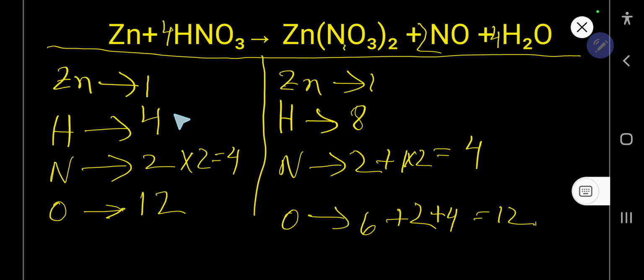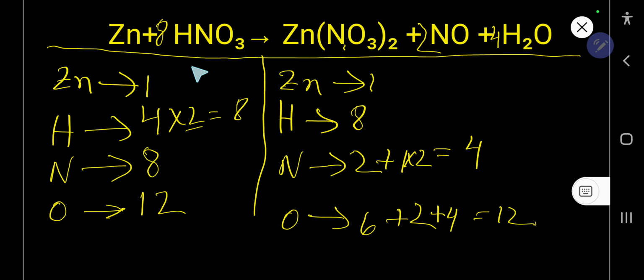So to balance hydrogen I can multiply here by 2, that gives me 8. These 2 must come before this nitrogen, that is here. So we have to place here 4 times 2, 8. If we place here 8, the number of hydrogen is 8, the number of nitrogen will also be 8, the number of oxygen will be 24. So look, okay, 8, but nitrogen here 8, here 4, here oxygen 24, here 12.